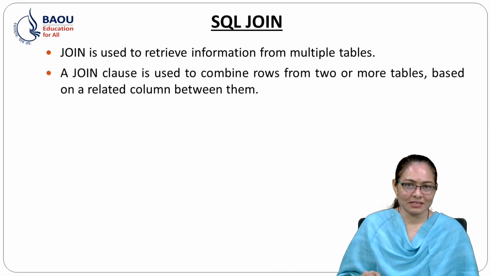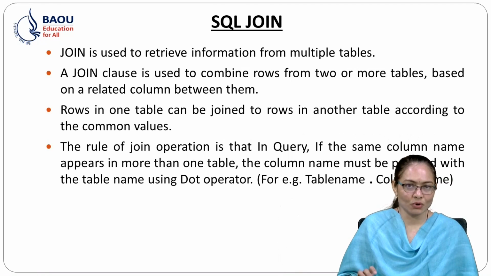A join clause is used to combine the rows from two or more tables based on a related column between them. It means the rows in one table can be joined to the rows in another table according to the common values. The rule of join operation is that in a query, if the same column name appears in more than one table, the column name must be prefixed with the table name using the dot operator. For example, table name dot column name.